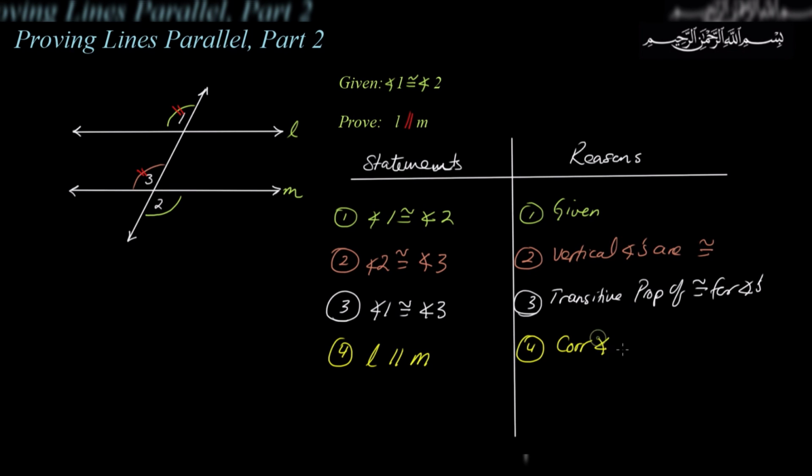the corresponding angles postulate converse, right? That's the only postulate, remember, of the stuff that we learned in the first set. So the corresponding angle postulate states that if two lines are cut by a transversal such that the corresponding angles are congruent, then the lines are parallel, and that is that. All right, so that's QED.